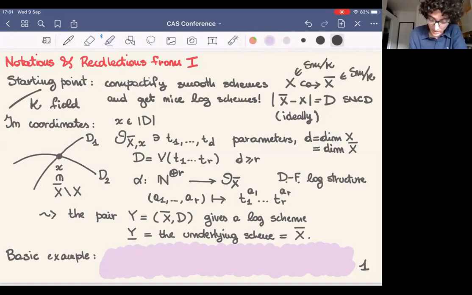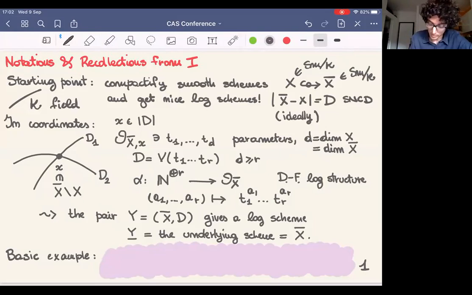In coordinates, this means that we pick a point in our divisor D, and we have local parameters, say T1, ..., TD, and the divisor is the zero locus of, say, T1, ..., TR. Lucky for me, Piotr Achinger yesterday also gave a short introduction to the terminology in log geometry, so you don't have to repeat much here. Let me just say that this is the standard way we produce log structures out of this specific geometric situation, which is the situation mostly interesting for us.